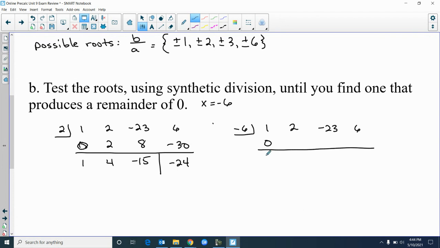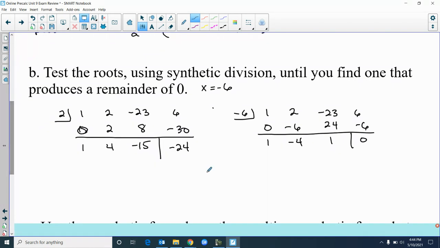Put in a 0. 1 times -6. Add that to get -4. Those multiply to give me 4. 1 times -6 is -6. You get a 0. So what that means at this point is that if -6 is a root, x plus 6 is a divisor, and specifically x plus 6 times x squared minus 4x plus 1. So one thing you got to know is x equals -6 is a root. If it's third degree, that means there's 3 total. We got one of them.